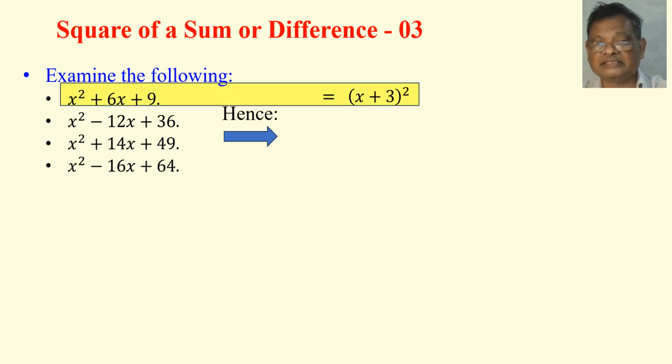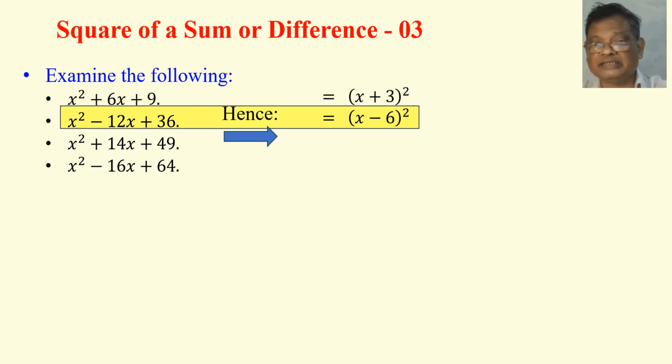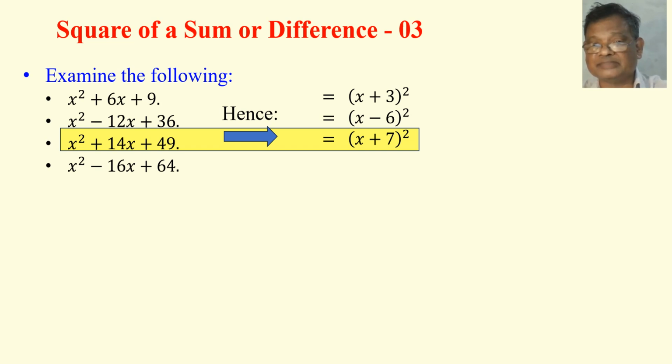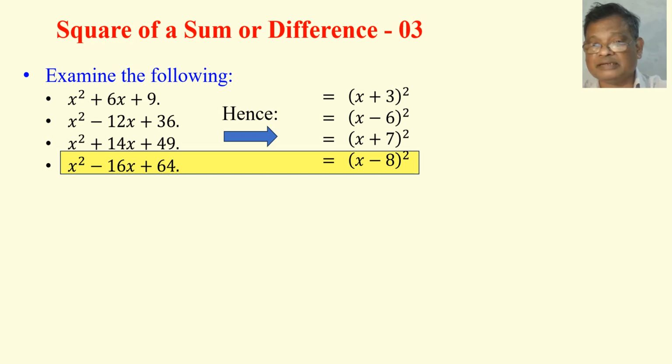Hence, x squared plus 6x plus 9 is equal to (x plus 3) whole thing squared. x squared minus 12x plus 36 is equal to (x minus 6) whole thing squared. x squared plus 14x plus 49 is equal to (x plus 7) whole thing squared. x squared minus 16x plus 64 is equal to (x minus 8) whole thing squared.